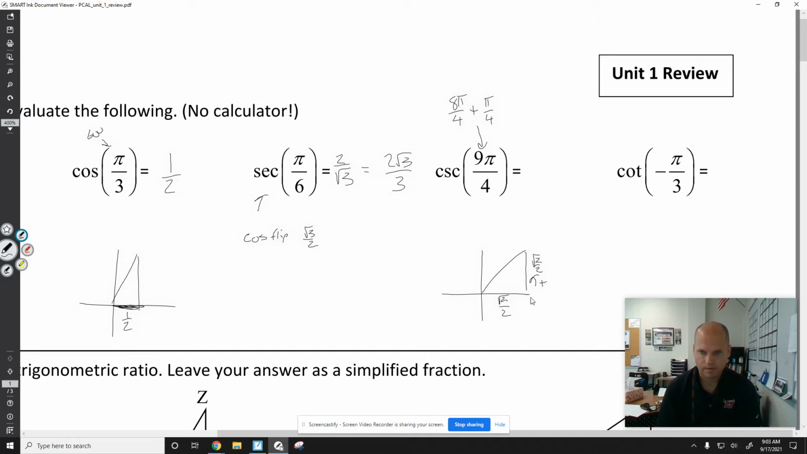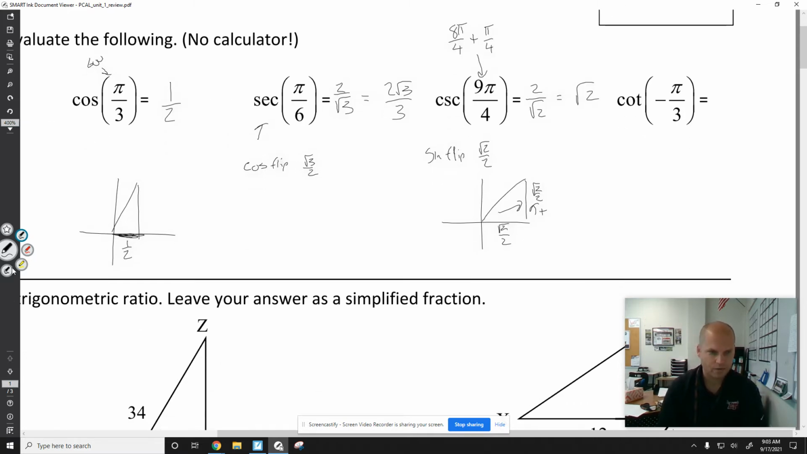Cosecant's the flip of sine. Sine is the opposite over the hypotenuse. It's the vertical side length. So take the sine value and flip it. So the sine value is root 2 over 2. Flip that. 2 over root 2. You can either rationalize or simplify, and you just get root 2.